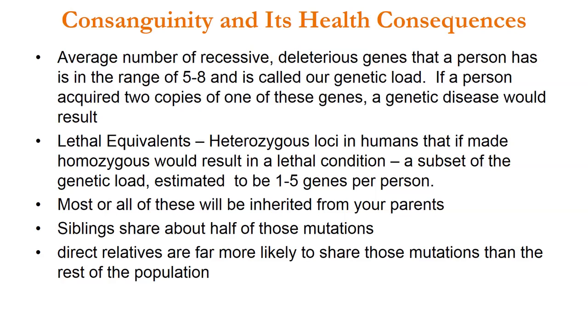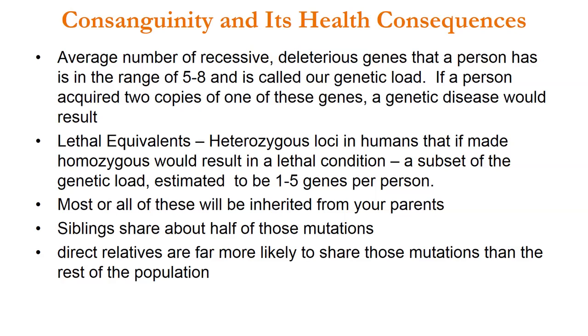And in all likelihood, you're going to inherit those from your parents, okay? And when I say most or all, you could have a new mutation. You could be the first person. That's why I say most. But unless it's a new mutation, you got them from your parents, and that means siblings, on average, are going to share about half of those mutations. And actually, parents, on average, would share about half of those mutations. That means direct relatives are far more likely to share those mutations than the rest of the population.